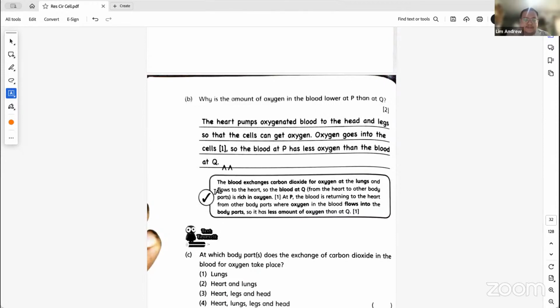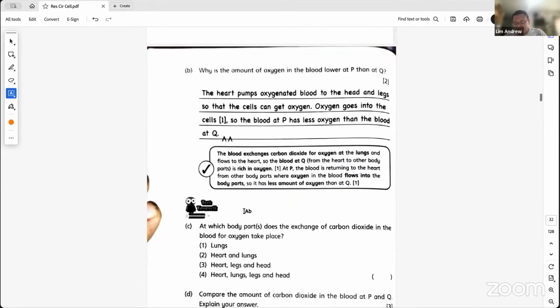You can just say all the words in bold, whereby the blood exchanges carbon dioxide for oxygen at the lungs. So the blood at Q is rich in oxygen. At P, the blood is returning to the heart, where oxygen in the blood flows to the body part, so it's a lesser amount of oxygen than at Q. So as long as you have all the keywords in bold in place, you are fine. The 2 marks are yours.